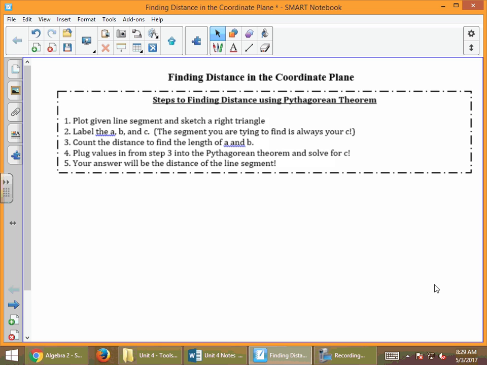We label our A, our B, and our C. We will have to count to find the distance of A and B, and then we just plug those into the Pythagorean theorem and solve for C. And C is going to be the distance that we're trying to find. So it's not really much different than what we did in that last unit.